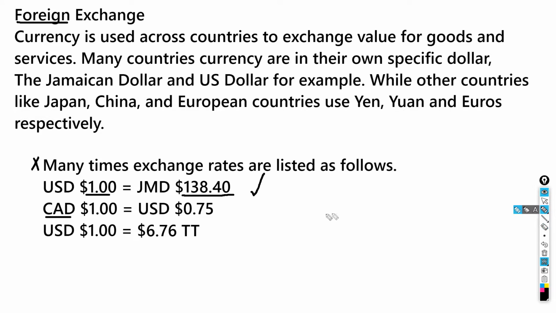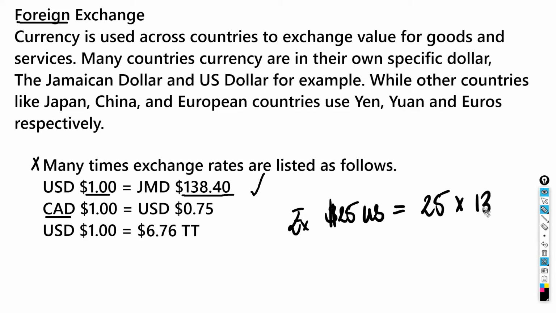All right. So let me give you an example here. Let's say we have 25 US, right? And we need to exchange that to Jamaican dollars, right? So we'd have 25 US multiplied by the 138.40, because one of these is equal to $1, right? So when we work it out, you can use your calculator. Remember, calculators are encouraged in this section, right?